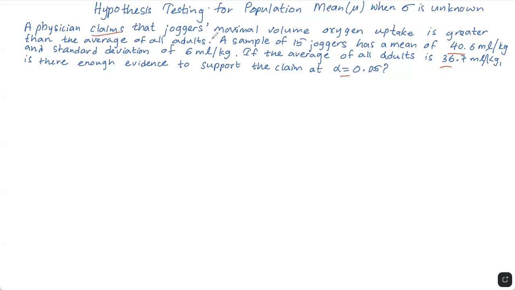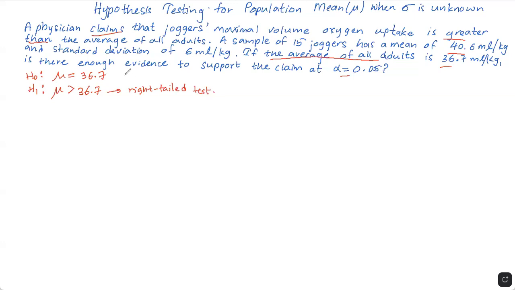Here the claim is the jogger's maximum volume oxygen uptake is greater than the average of all adults. The average of all adults is over here, which is 36.7 milliliters per kilogram. So let's construct the null hypothesis and the alternative hypothesis. Here the claim is the alternative hypothesis, which is mu greater than 36.7, and the null hypothesis is mu equals 36.7. So as you can see, this is right tail test.